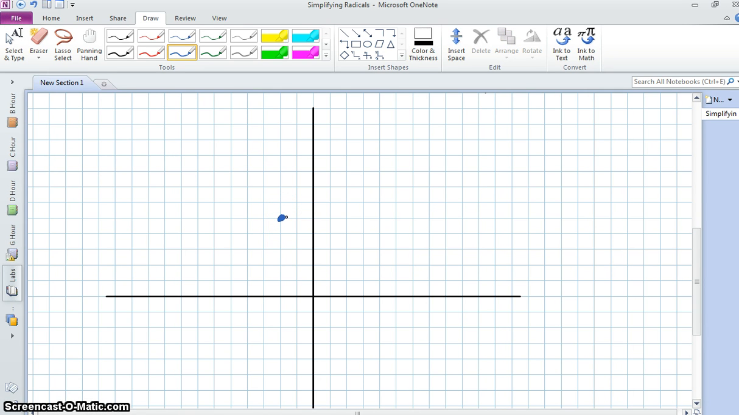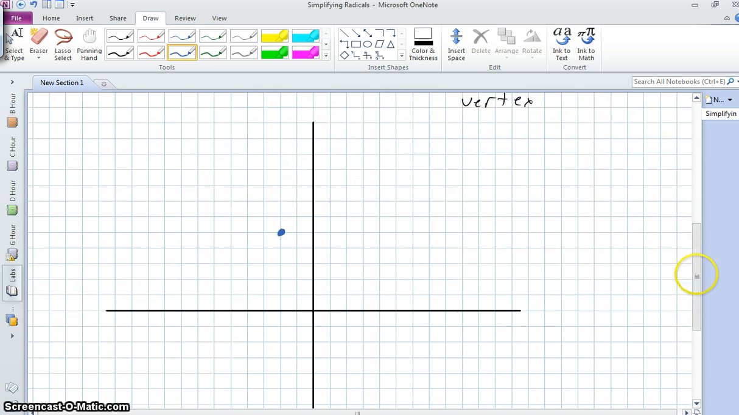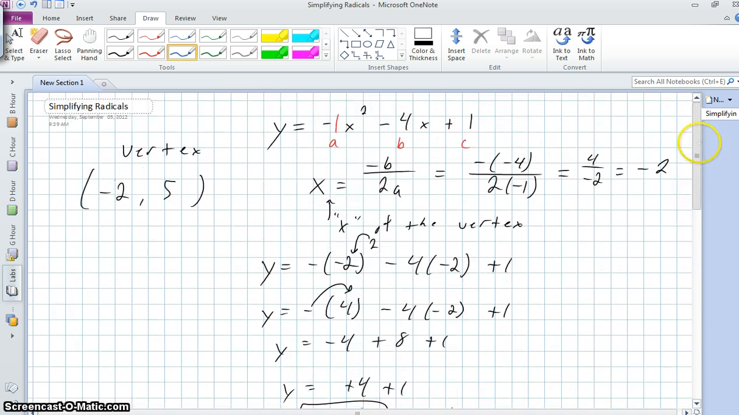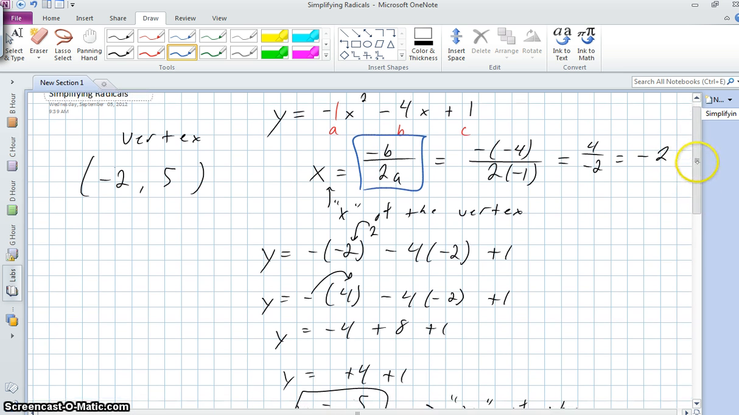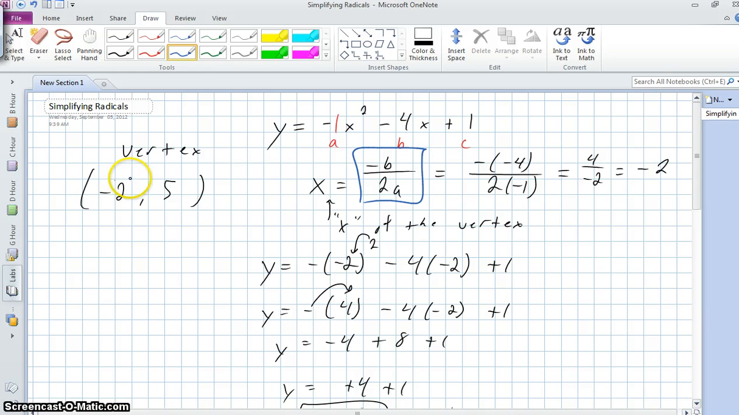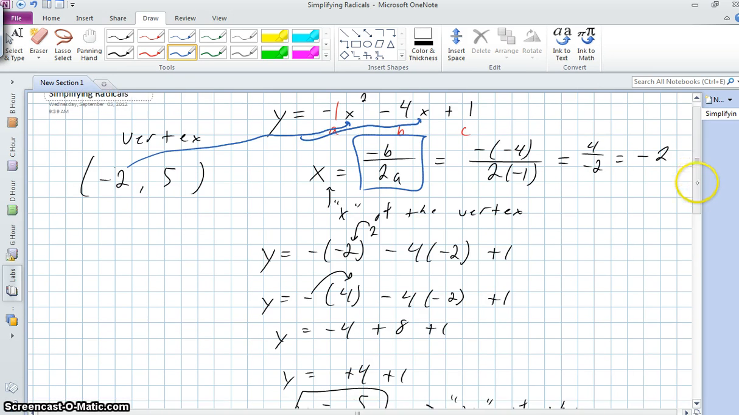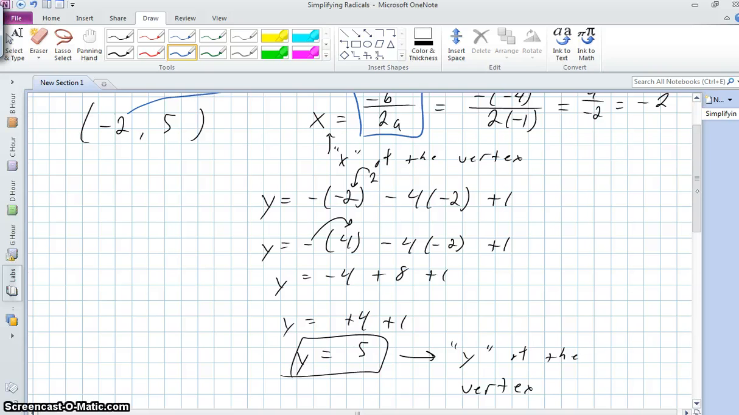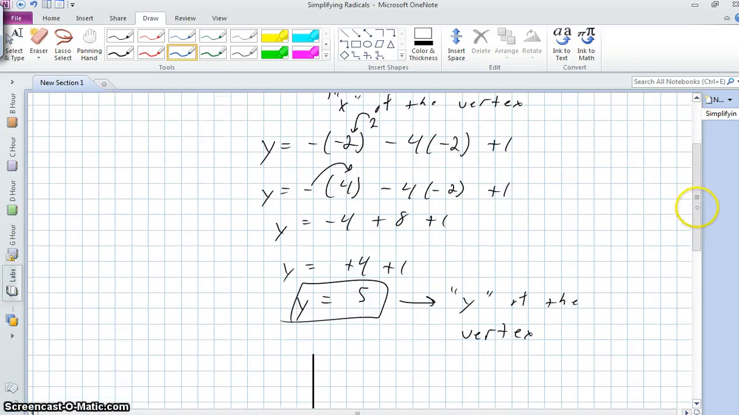Again, the vertex is either the highest or the lowest point of the graph. So the first thing we did, just to recap, was we found the x of the vertex by using this equation right here, okay? Plugged it in to find the x of the vertex. And anytime you want to find a y that goes with an x, you take your x and you simply plug it into wherever your original equation is, which is right here. Okay? So again, we found negative 2, we plugged it in, we got 5 out. So not too bad so far.